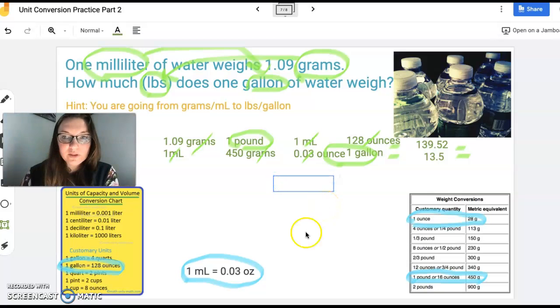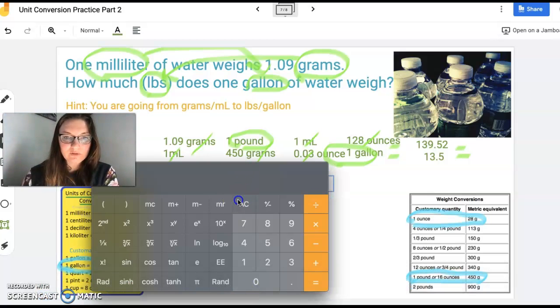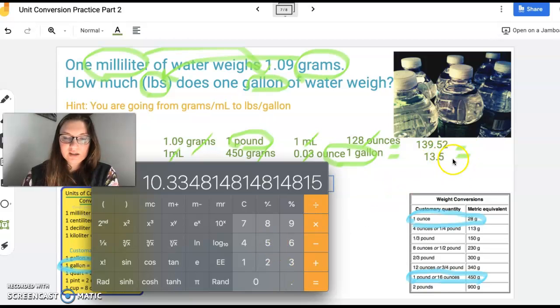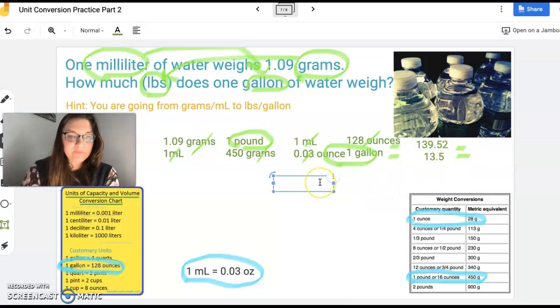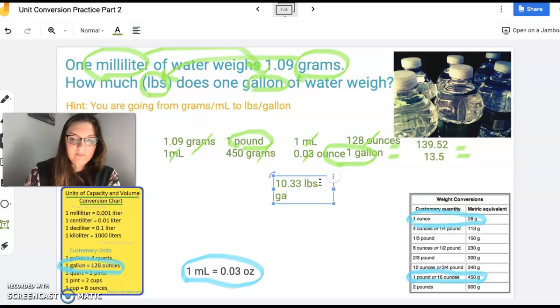So 139.52 divided by 13.5 is 10.33 pounds per gallon. Okay, so that's that one.